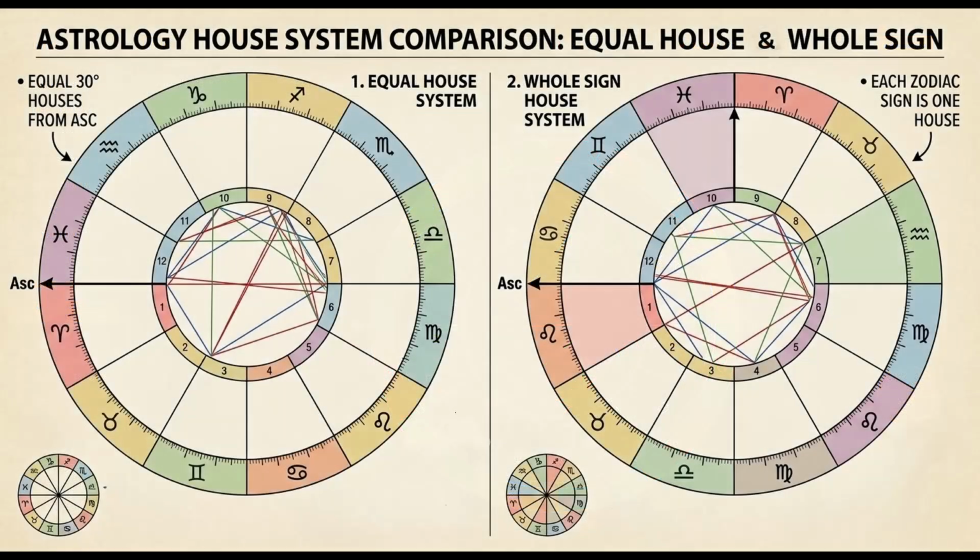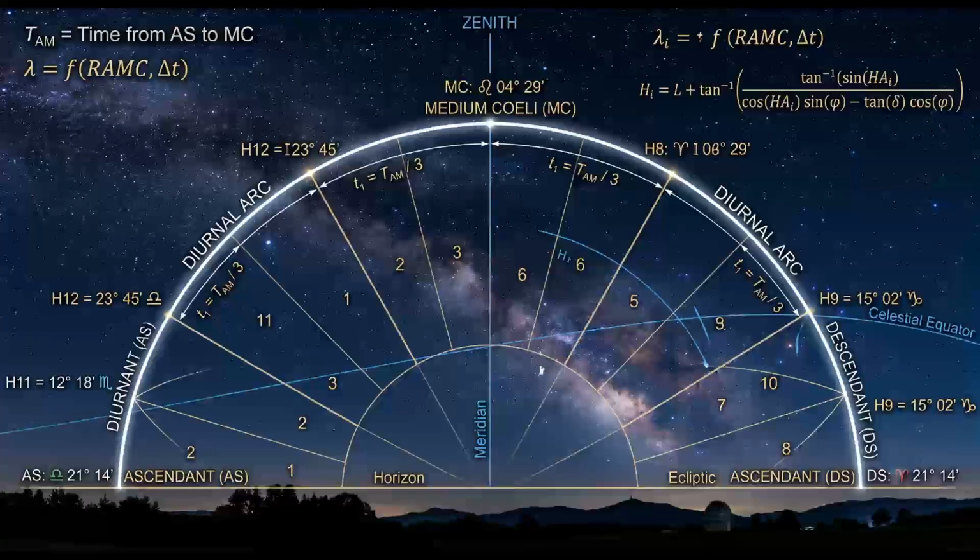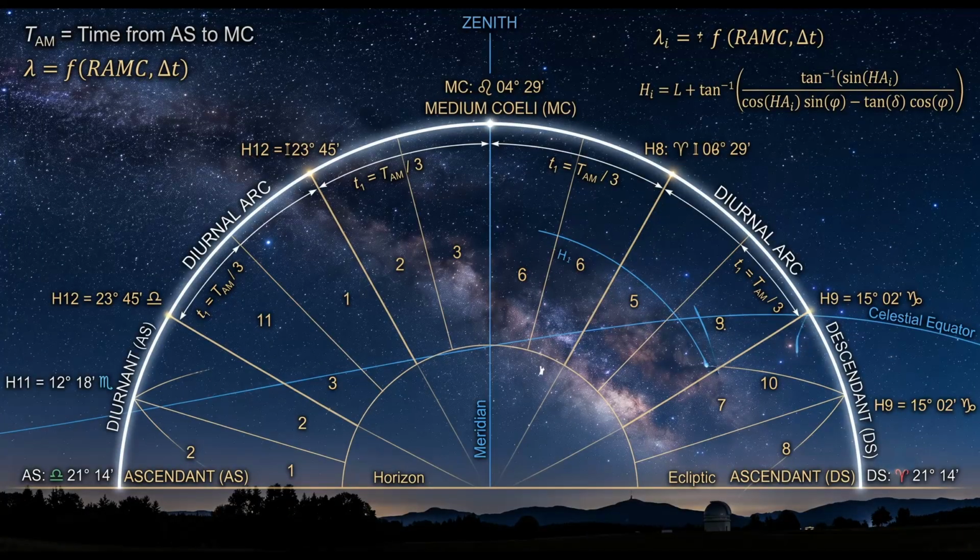Equal house and whole sign systems are spatial. They abandon time entirely and just chop the zodiac up into 30-degree slices based on the ascendant. While these systems never break down at high latitudes, Alcabitius proponents argue they are less reliable because they ignore the physical astronomical reality of the sky.